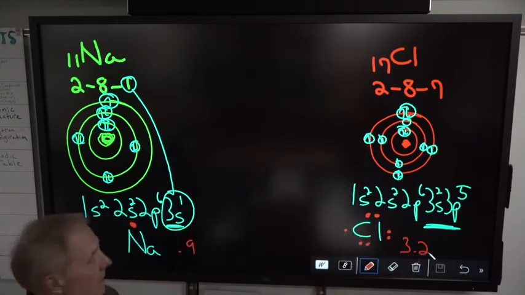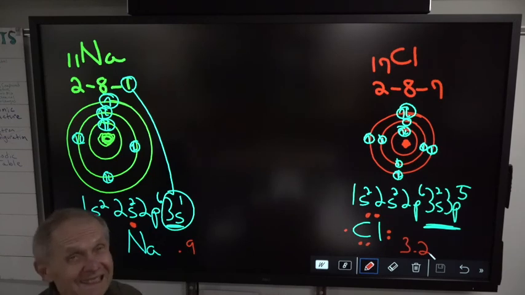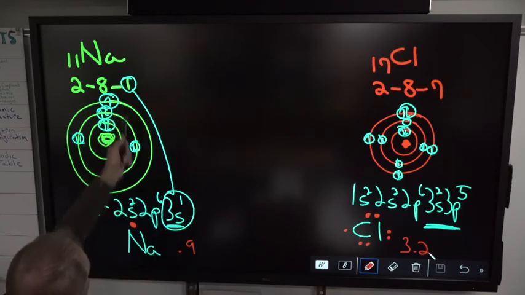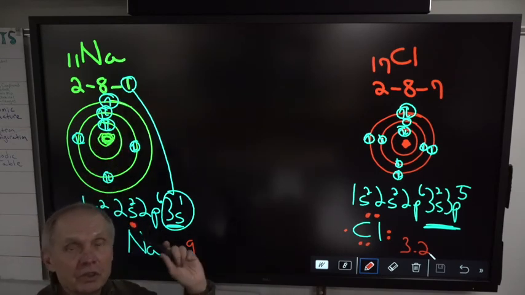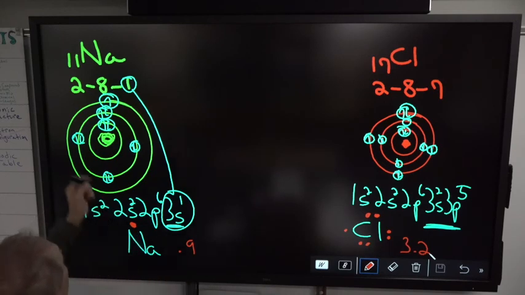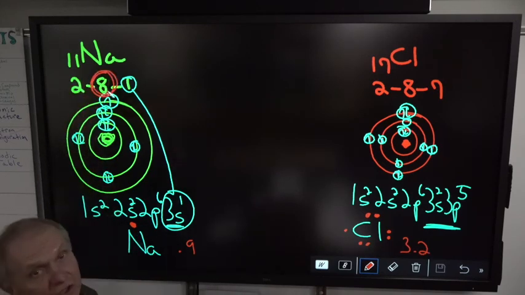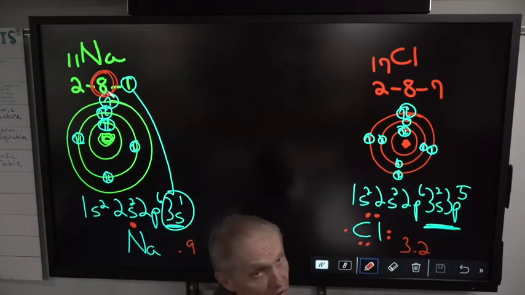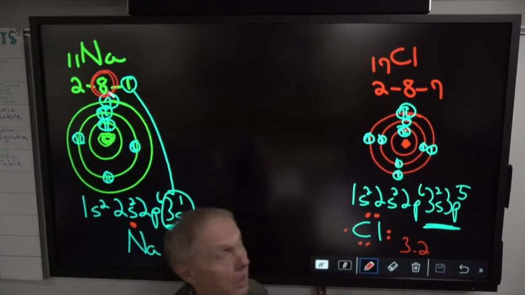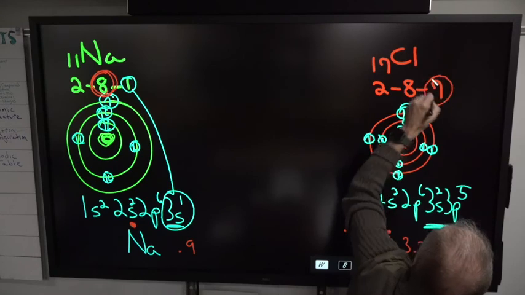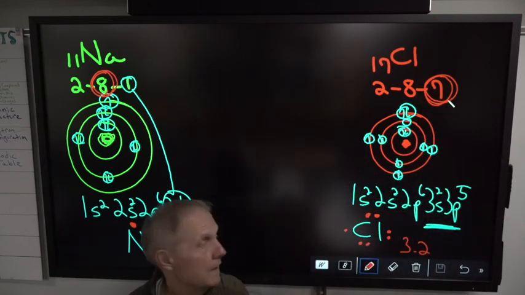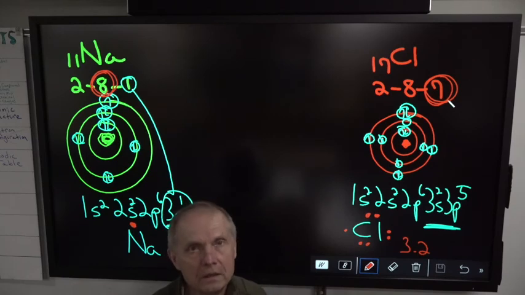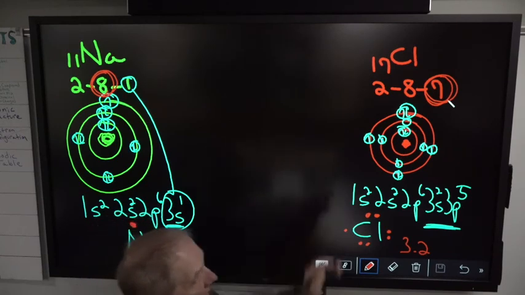So what does that mean? That means that sodium doesn't really have the ability to attract electrons. And since it only has 1 in the outside shell, it probably wants to lose that 1 and then we can go to a stable octet in the second shell. So sodium wants to lose that electron. Chlorine, on the other hand, 3.2 electronegativity, that's pretty strong. And since there's 7 in the outside shell, it probably wants to gain 1. So this is how metals and nonmetals react. Metals usually lose, nonmetals usually gain.